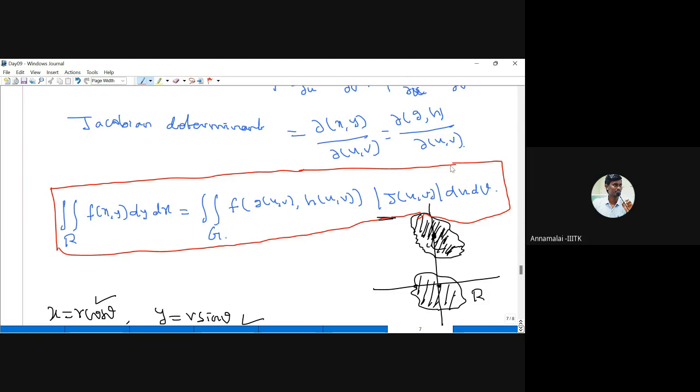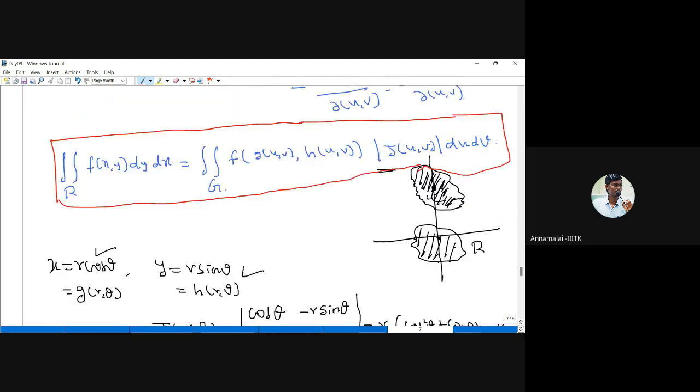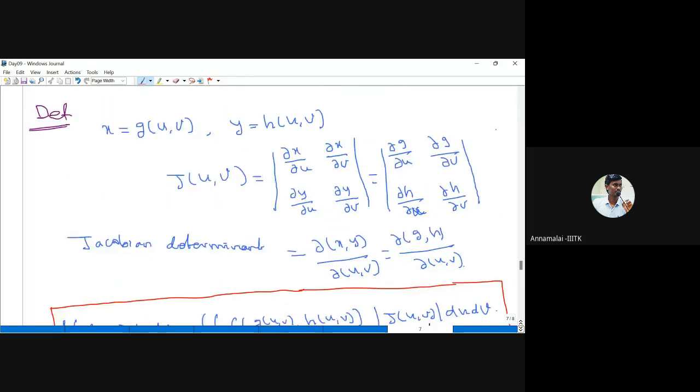Okay, anyway, we can stop now. Similarly, for 3 variables instead of 2 variables, the Jacobian of u, v, w is, we have to differentiate 3 times. We have to change 3 variables. It's nothing but first differentiate x partially with respect to u, then x with respect to v, and then x with respect to w. So on, y, and then finally z. Determinant of this. Same thing.